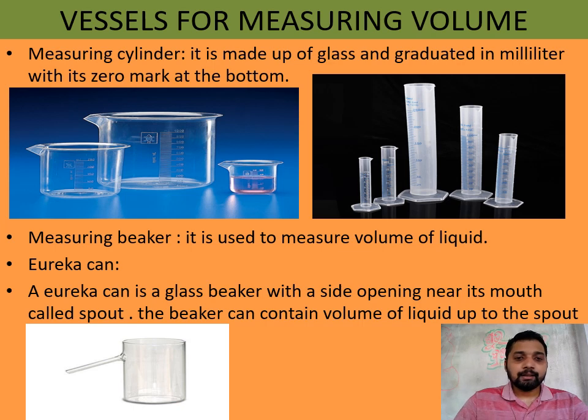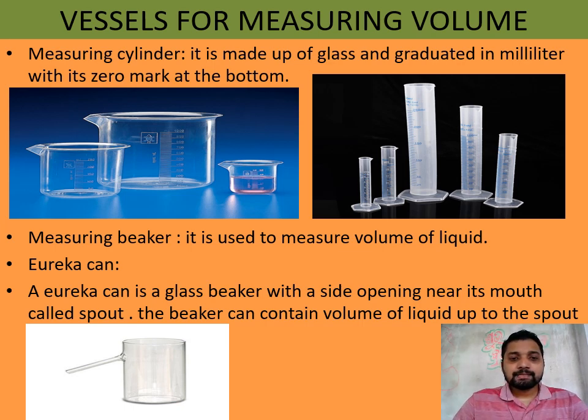In the case of the Eureka can, it has a spout. A spout means an outlet pipe or overflow pipe. If this vessel is full with any liquid, then the extra amount of liquid will come out through this spout, this opening part. Here we keep a measuring cylinder, and we can find out the volume of a given solid. That we will discuss after some time.